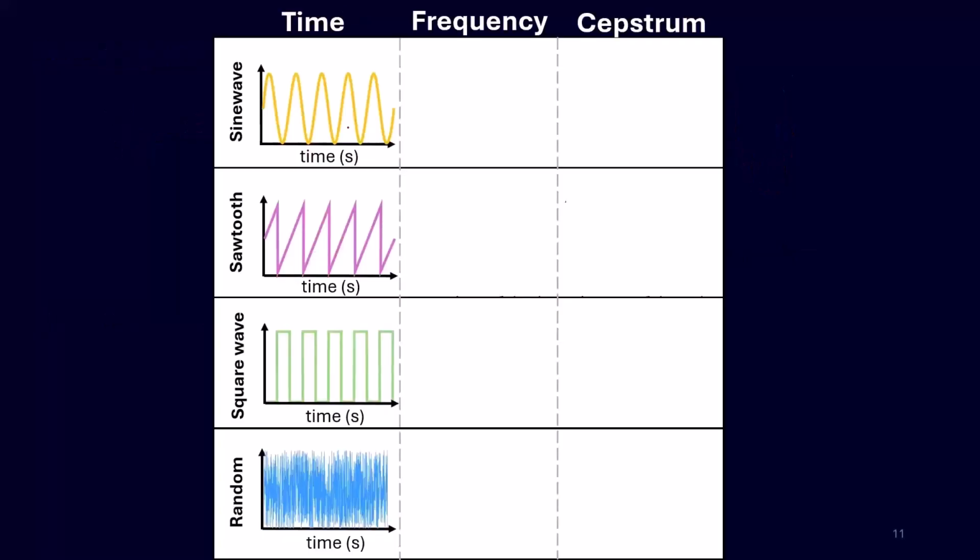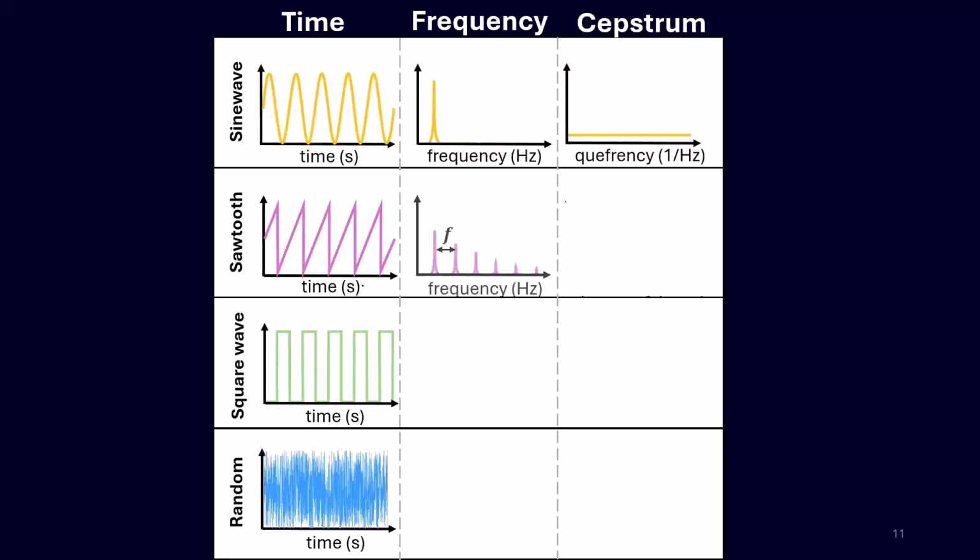Here's a quick review of some common signals. We talked about a sine wave. In the frequency domain, it'll appear as a single peak. And in the Cepstrum domain, it'll appear as nothing. And a sawtooth wave we looked at in the frequency domain is made up of multiple evenly spaced harmonics. In the Cepstrum domain, it'll appear as peaks at 1 over this spacing, 1 over f. That's really what we're looking for in the Cepstrum domain.